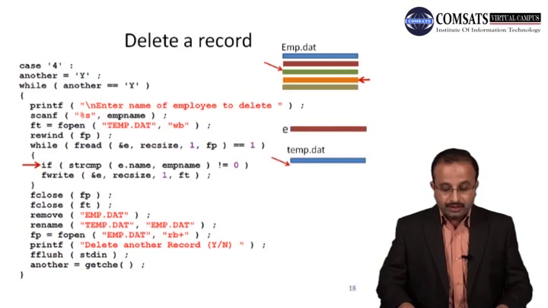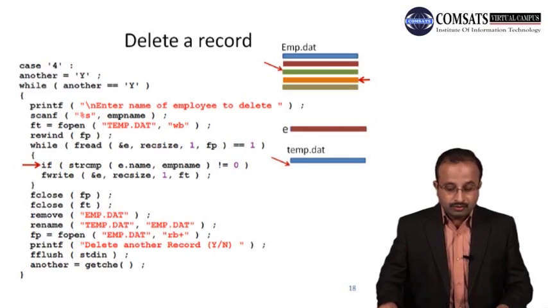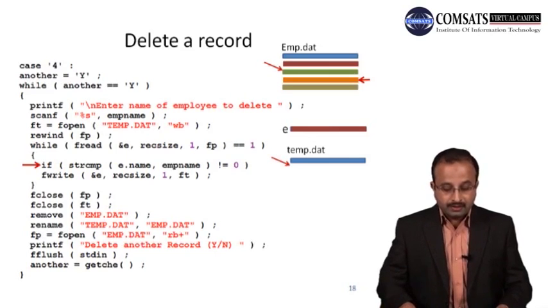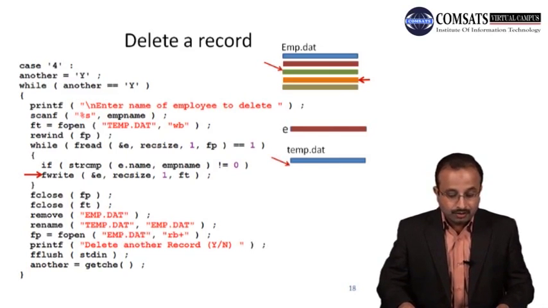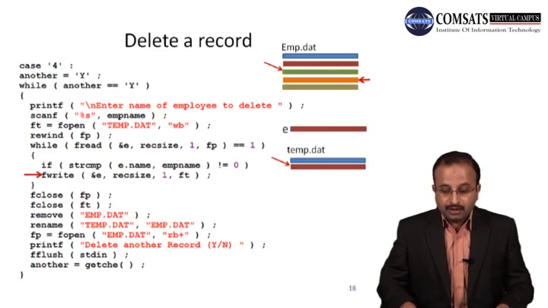In the if condition, you check the name in e.name, that is the name field in the structure E, is it same as emp name जो user ने input किया था उसके बराबर आ गया है. If it is not, then write that record using fwrite statement in temporary temp.dat file. So if let's say that name is not equal to the emp name, so fwrite will be executed and it will write whatever is in the e at temp.dat. So here the record will be written and the file pointer will point to the end of the file.